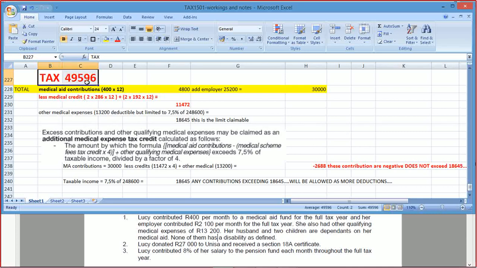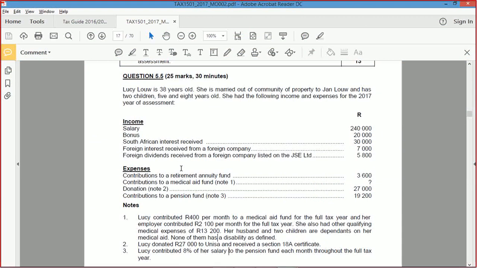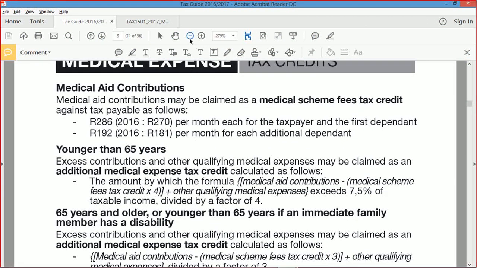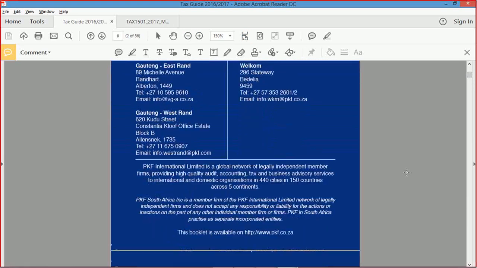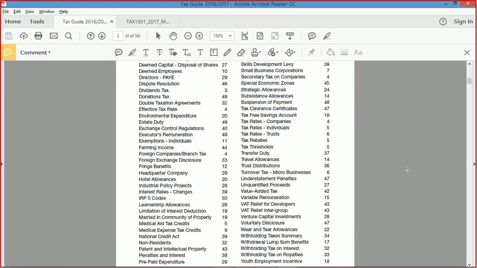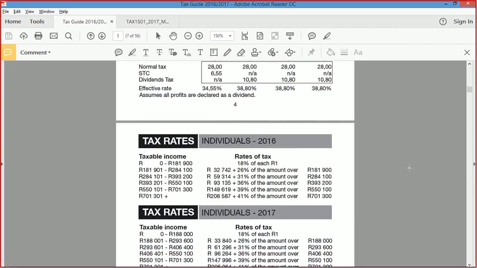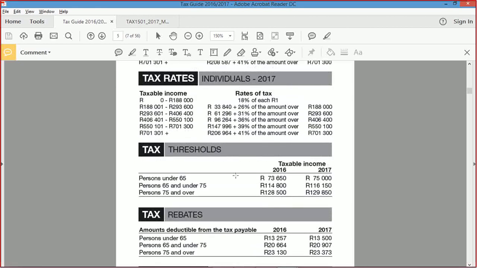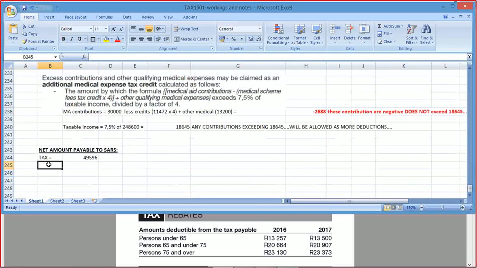Right, the net amount payable to SARS would be her tax. So tax was how much? Let's go back and get those figures. There's my tax, 49,596. We worked that out. How old was this person? 38. Okay, so what rebate are we going to use? We're going to use the primary rebate, 13,500.